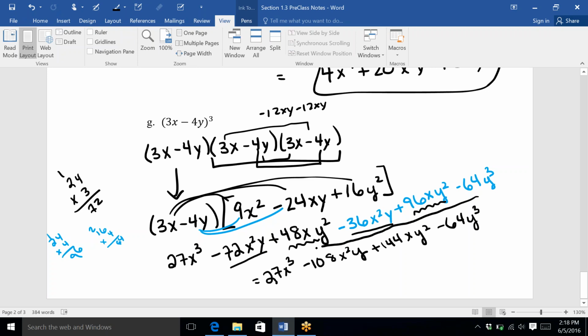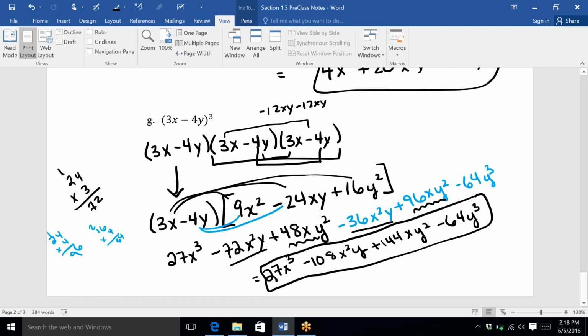So that one was a little long, but again, it's the same properties, same principles as everything else in the section. You just had to do a little bit more work to get to the final answer. And that is the end of the section 1.3 pre-notes.